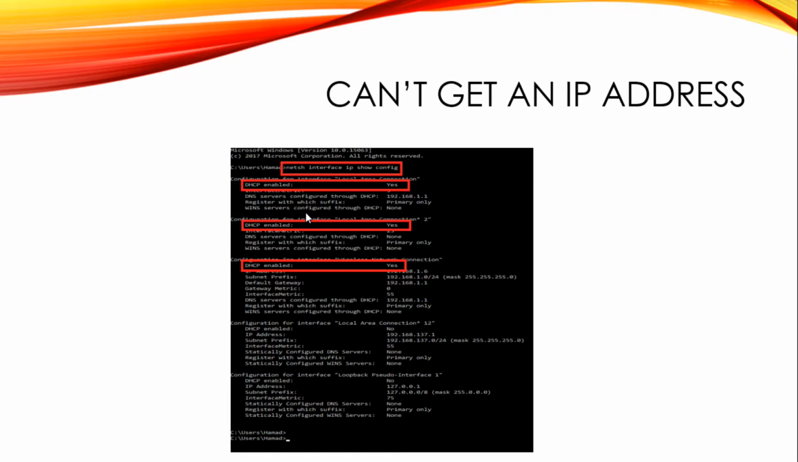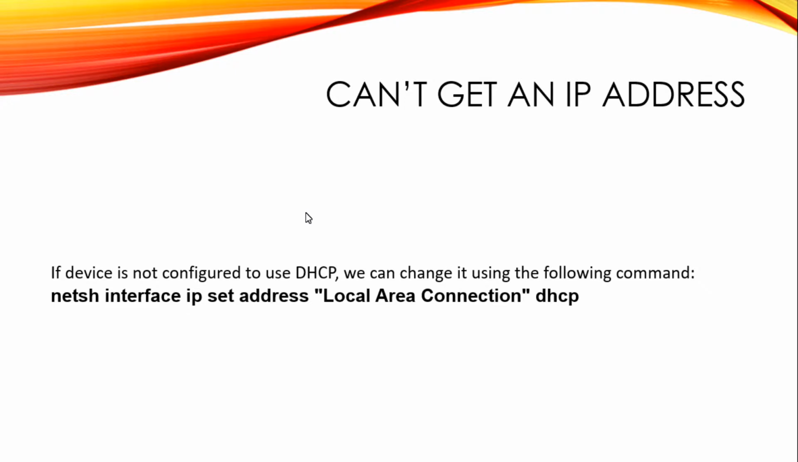As you see in this screenshot, after writing this command we got these details, and obviously DHCP is enabled in the router and in the LAN, as you see. And next, if the device is not configured to use DHCP, we can change it using the following command. We just type it there in the command prompt. We write netsh interface ip set address local area connection dhcp, which will configure the device to use DHCP.